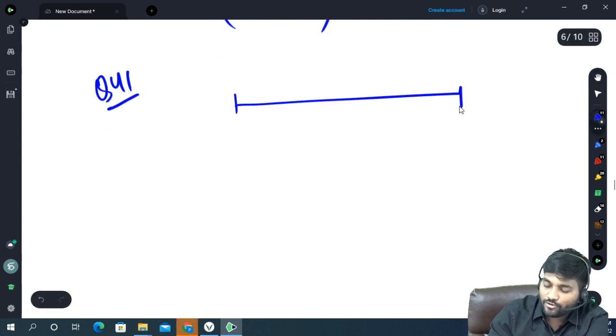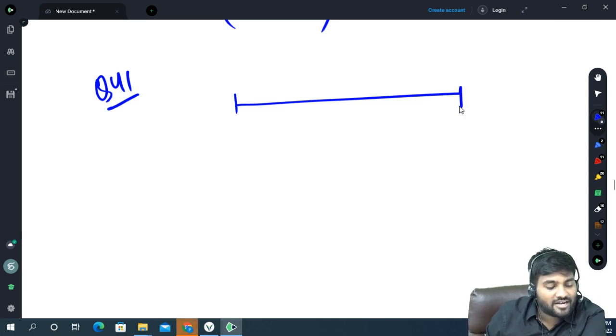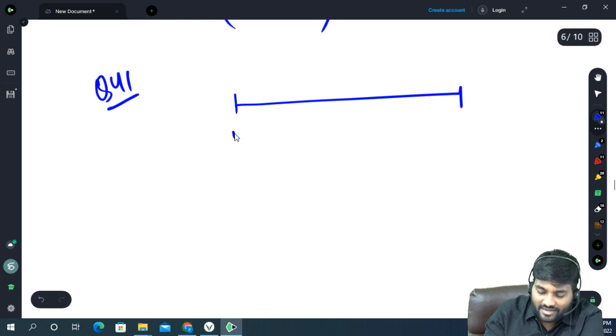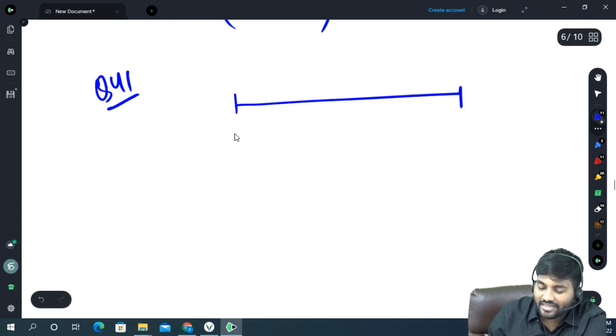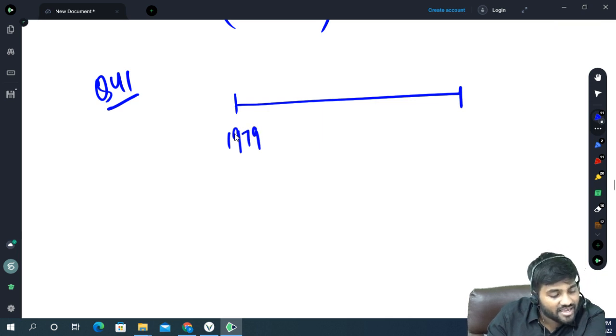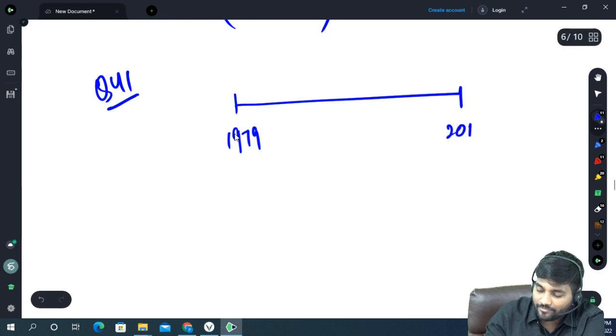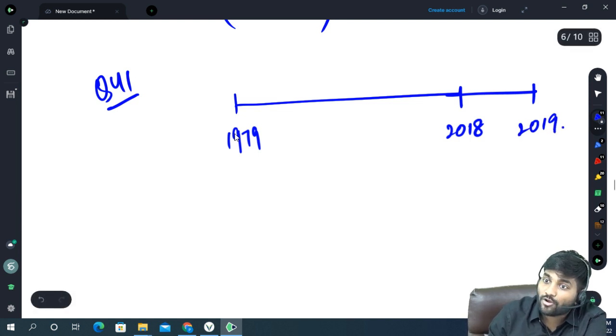So now see, we need to draw a timeline. So what they are saying is payments of 100 paid every 2 years. So in 2 years there will be one payment. 1st January 1980. So basically 1st January 1980 means what? 1979? Yes or no? Until they are saying 2018. And then comes what? 2019. Correct? The first thing is decoding the question.